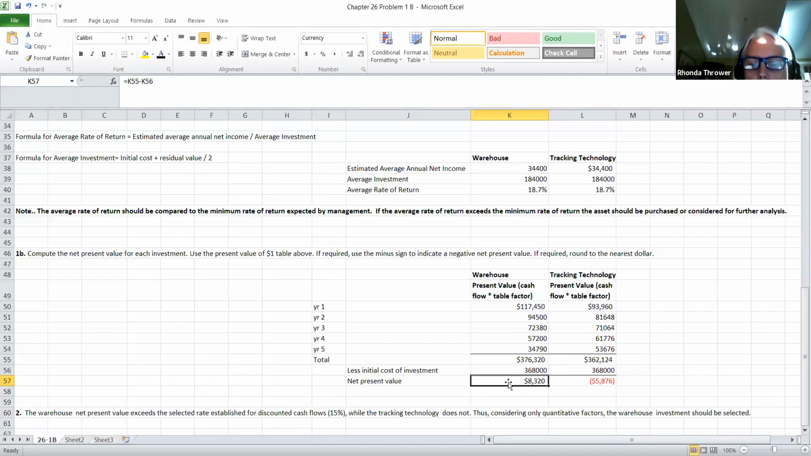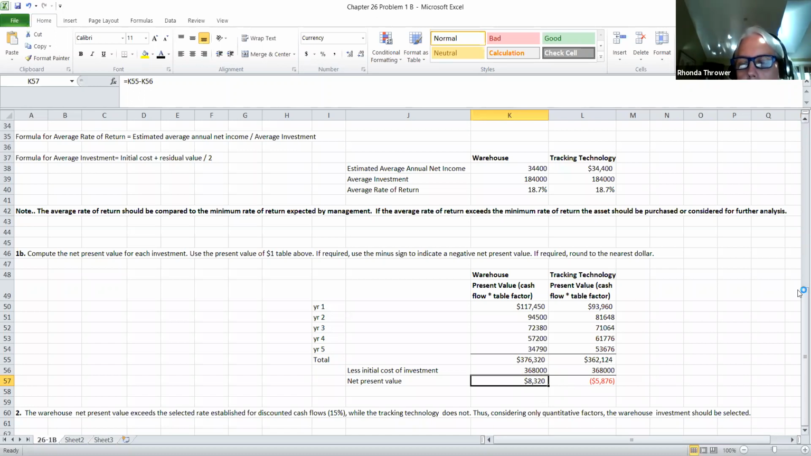And so anytime this is positive, this will be a good thing. So this warehouse has a positive net present value, which means that they think they're going to be bringing in more cash than what the initial cost of the investment will be. So this will probably be a profitable type of asset to invest in.